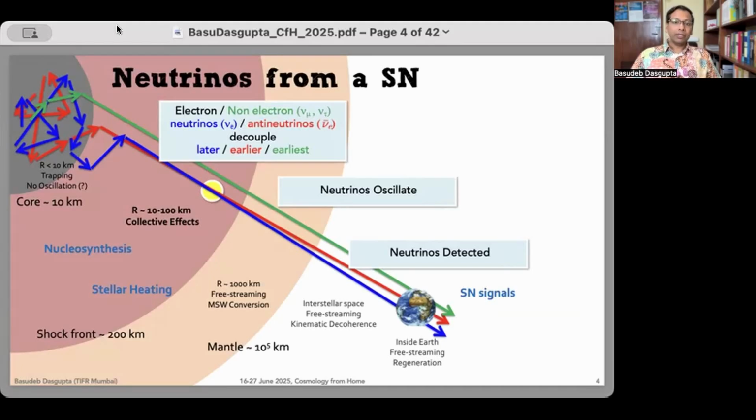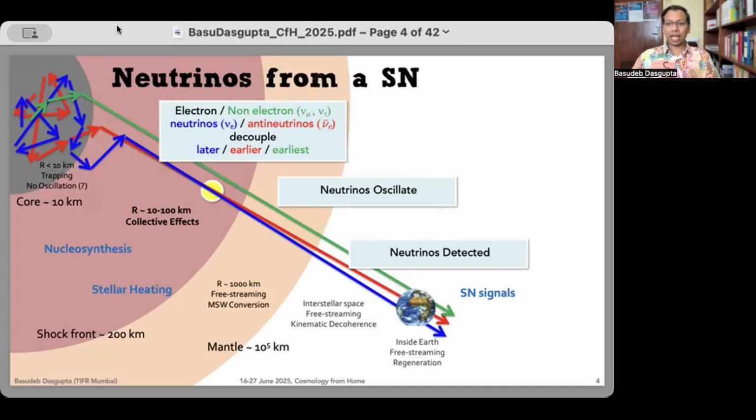Most of you will be familiar that when a supernova explodes, 99% of its gravitational binding energy is emitted into the neutrinos. And therefore, neutrinos are actually the driving mechanism of how a star explodes. These neutrinos, once they escape the star, can go through interstellar space and eventually get detected at Earth. And on this entire journey from the center of the star all the way to the detector, neutrinos oscillate.